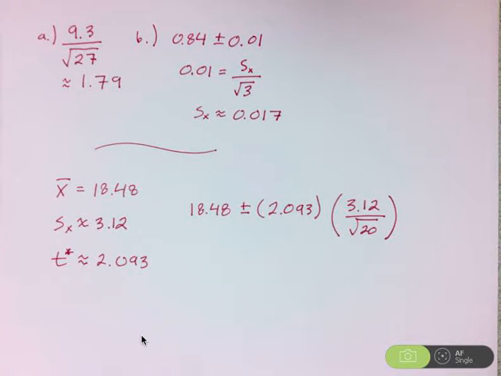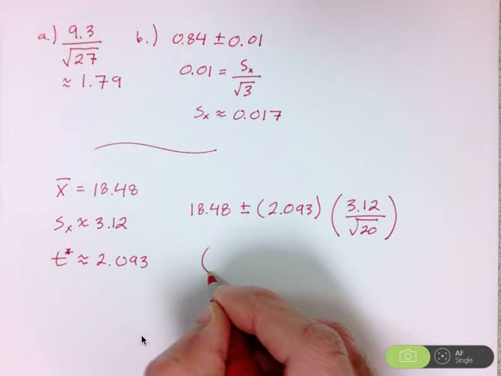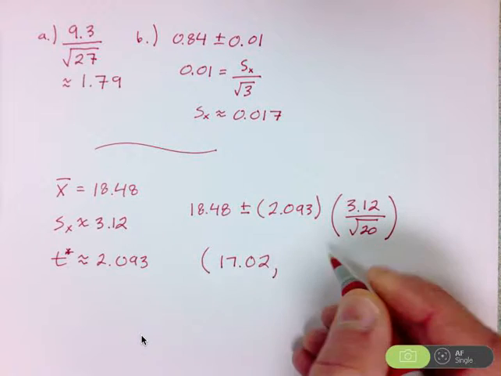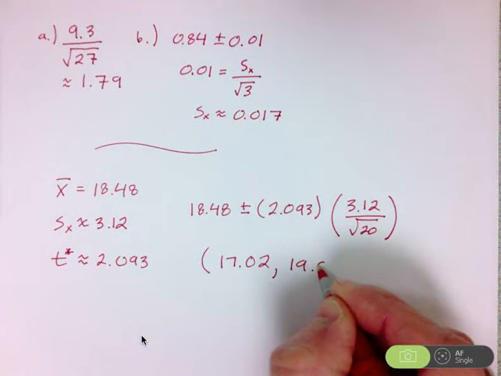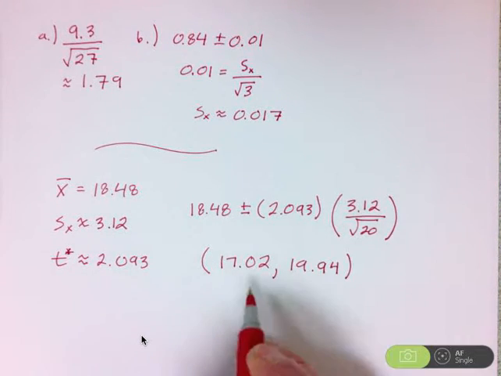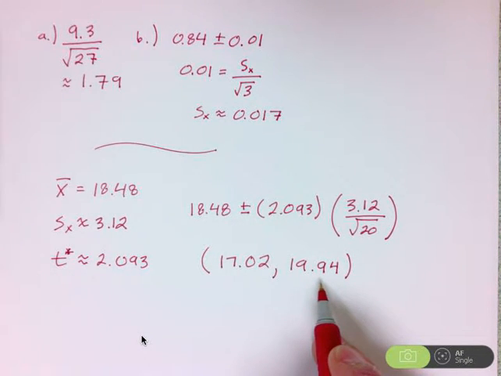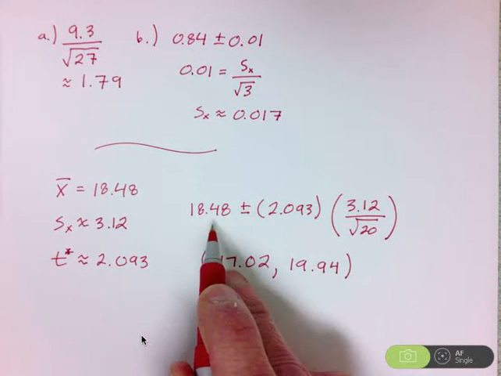what you see there. So the boundaries that I get, the lower and upper boundaries, on the low end I have, call it 17.02, and on the upper end I have 19.94. So this is the lower boundary I got by subtracting my margin of error. This is the upper boundary I got by adding my margin of error to the 18.48.